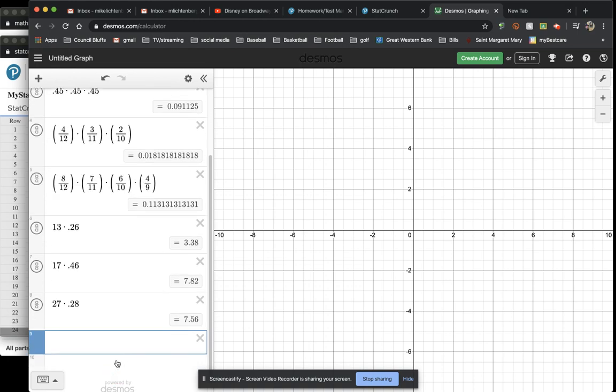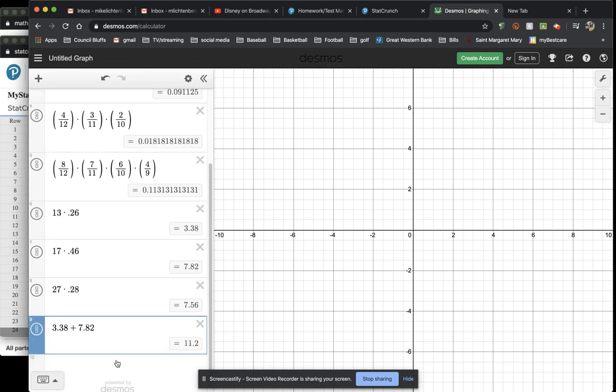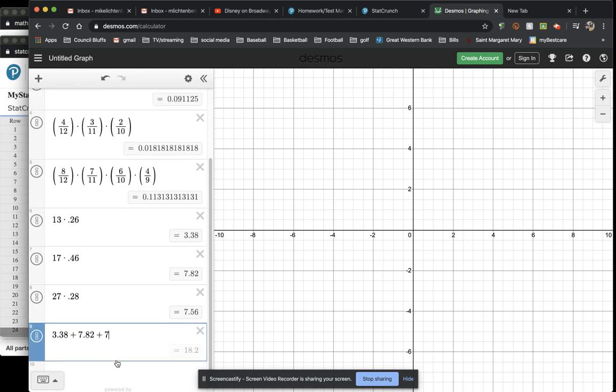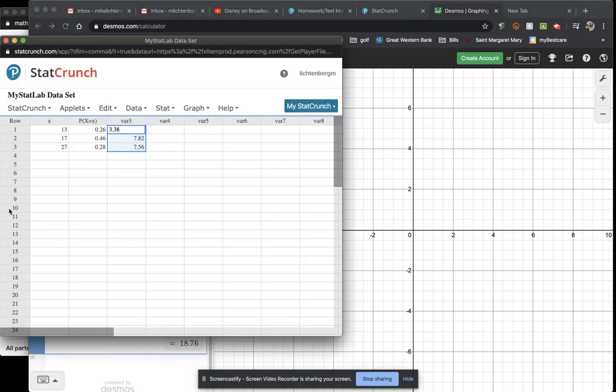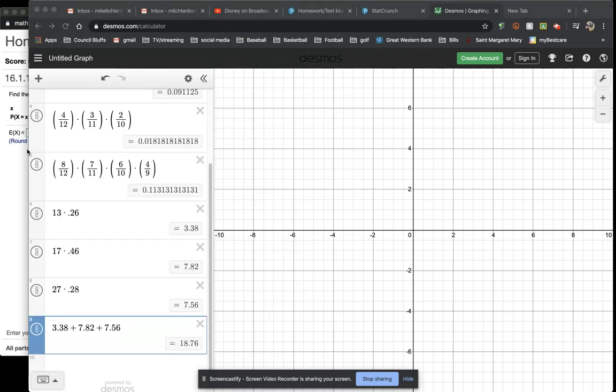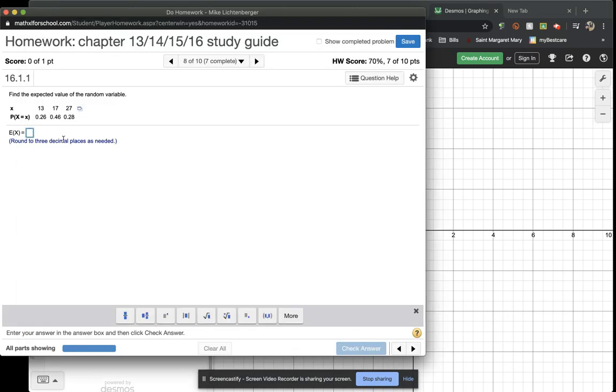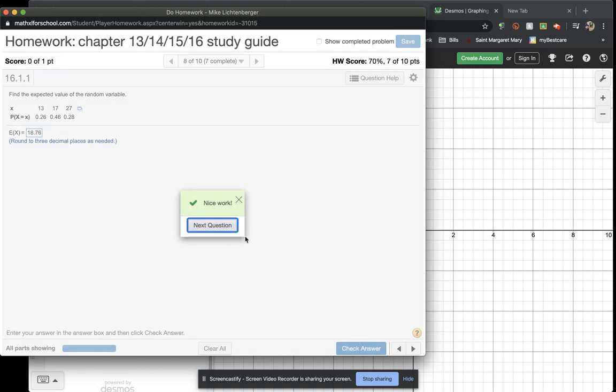So 3.38 plus 7.82 plus 7.56. And we get an answer of 18.76. That's our expected value, 18.76.